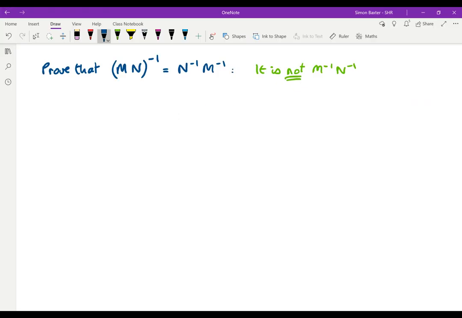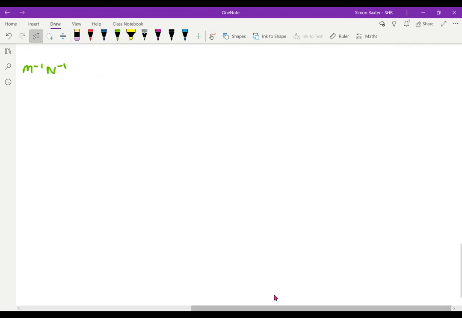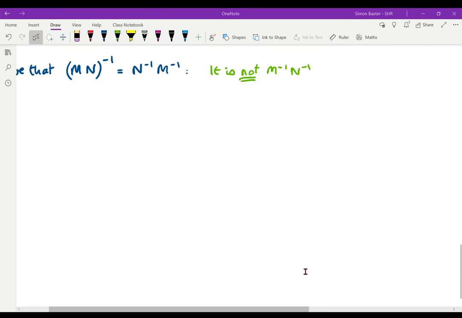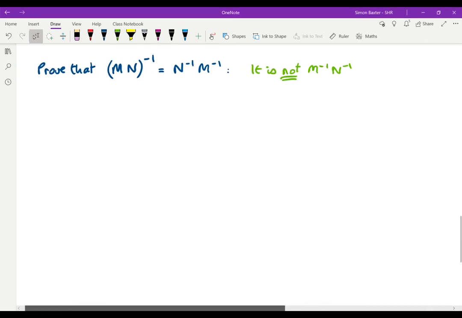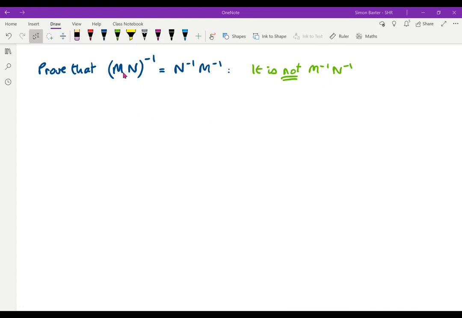We now do one important result in matrix algebra. If we're looking for the inverse of MN, then you might think that the inverse of MN was M inverse N inverse. This is not the case. The inverse of MN is N inverse M inverse. We do have to twist the two round.